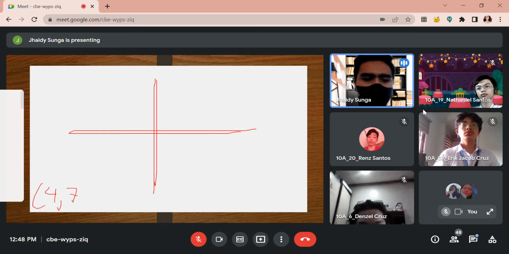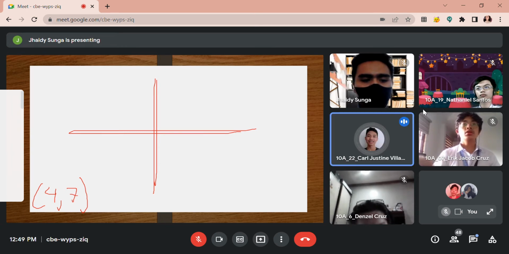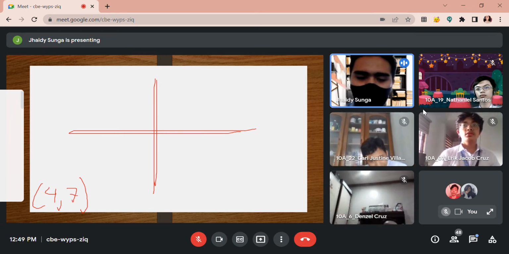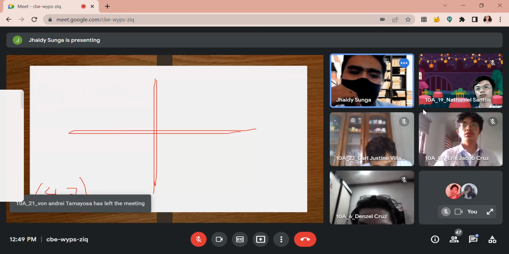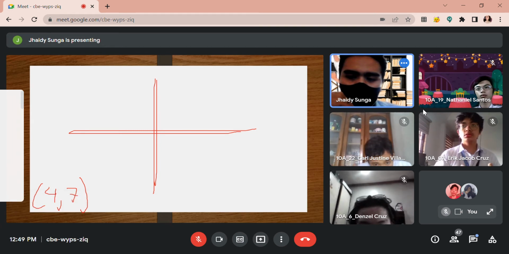Alright, so may I ask Carl, Justin, from 4 and 7, how would you describe or how would you plot 4 and 7? Again, so from the given 4 and 7, how are you going to describe or tell us how to plot this coordinate? By the numbers, the negative and the positive in the Cartesian plane.